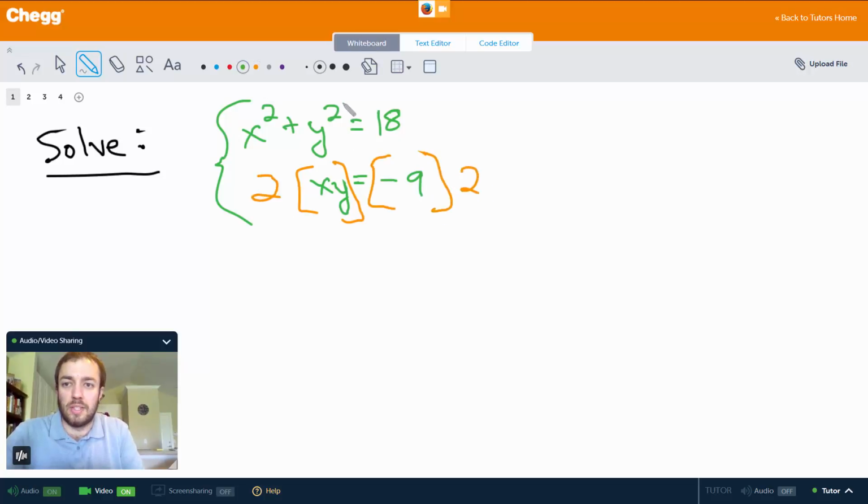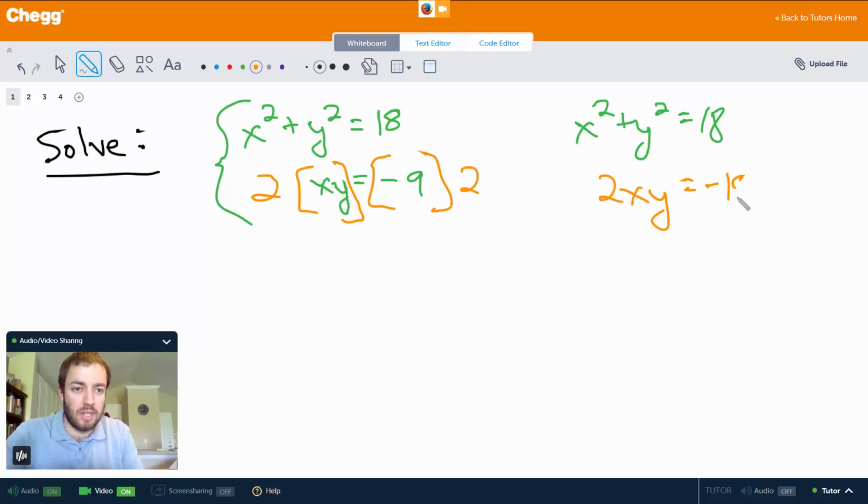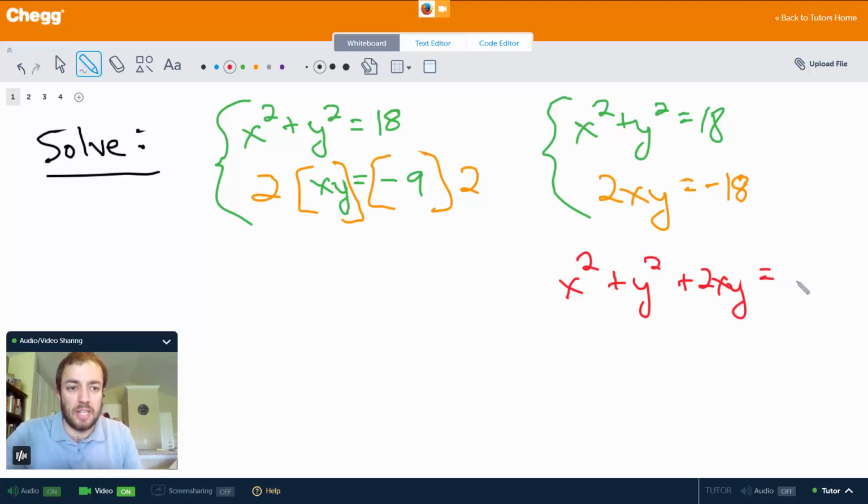Alright, so then if I rewrite the system, then we're still going to have x squared plus y squared equals 18, but then the second equation has now become 2xy equals negative 18. Alright, so we have this system of two equations here, and now notice what happens if we add these two together. Well, if we add these two equations together, we get x squared plus y squared plus 2xy equals 18 minus 18, which is 0. Okay, so we have that.